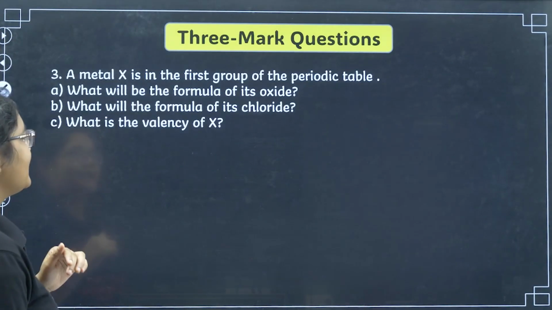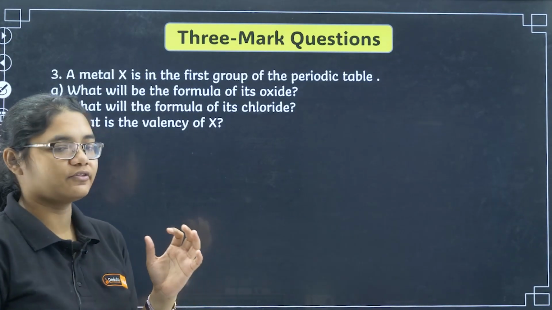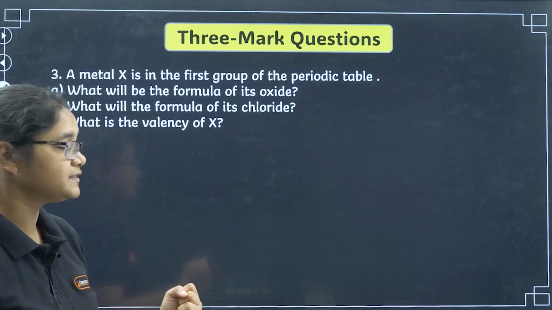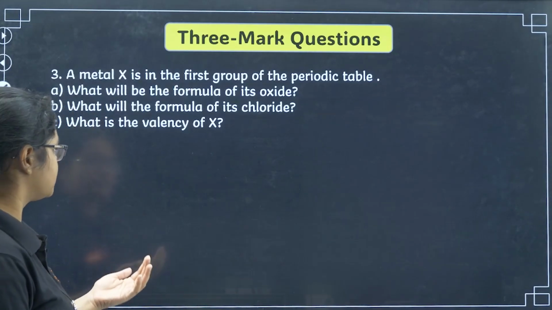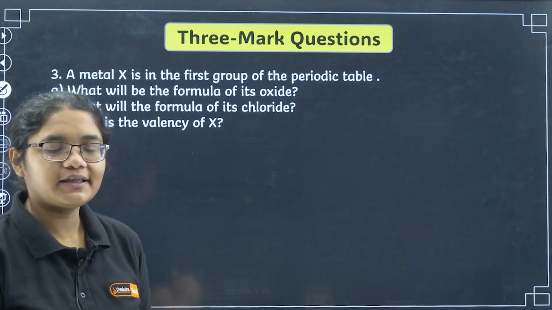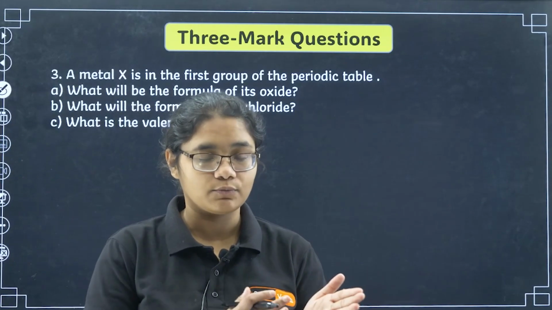Question number 3. A metal X is in the first group of the periodic table. What will be the formula of its oxide? What will be the formula of its chloride? What is the valency of X? The valency is equal to the group number for group 1 and group 2.